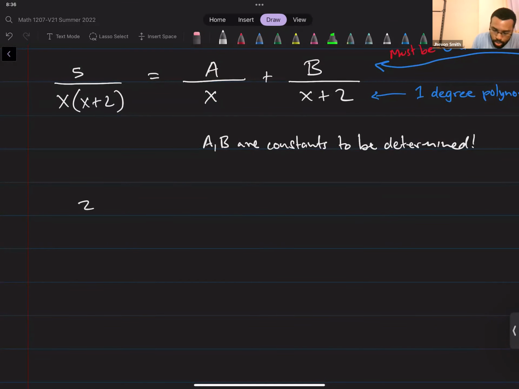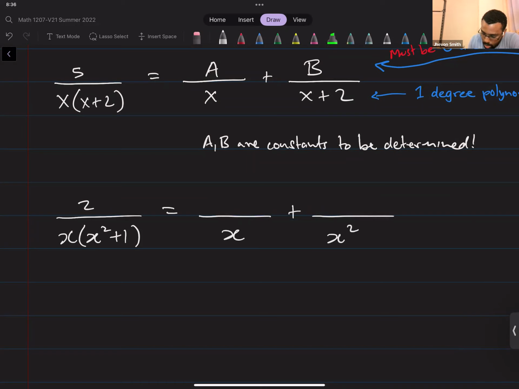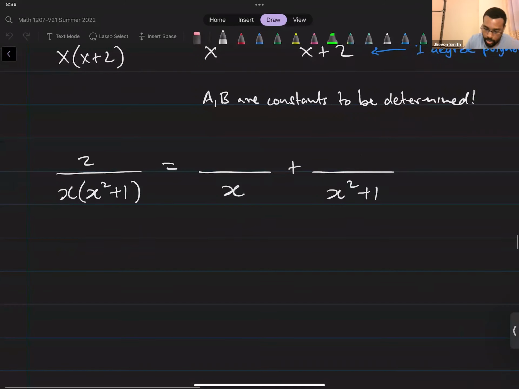Let's say you had 2 over x times x squared plus 1. Okay. So I have this fraction. I factored the denominator. The denominator cannot be factored any further. What that means is I'm going to break this into two smaller fractions where each denominator in the factor is a denominator of the smaller fraction. Now, what goes on the numerator must be 1 degree less than the main factor in the denominator. So in the first guy, you'll notice that this is degree 1. Right? This is degree 1, which means on top needs degree 0.